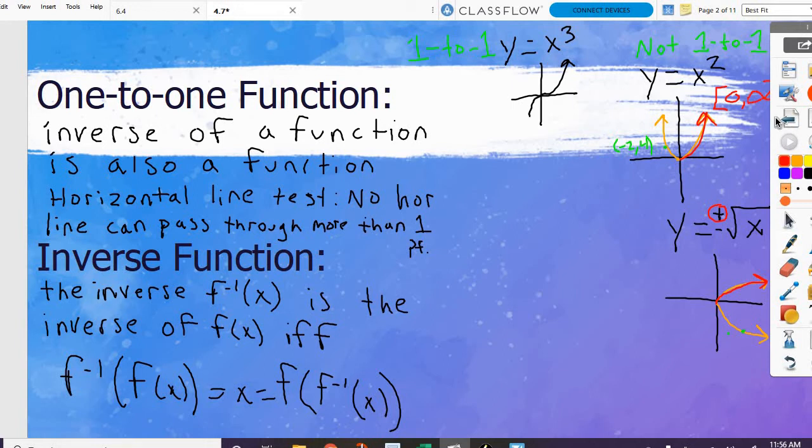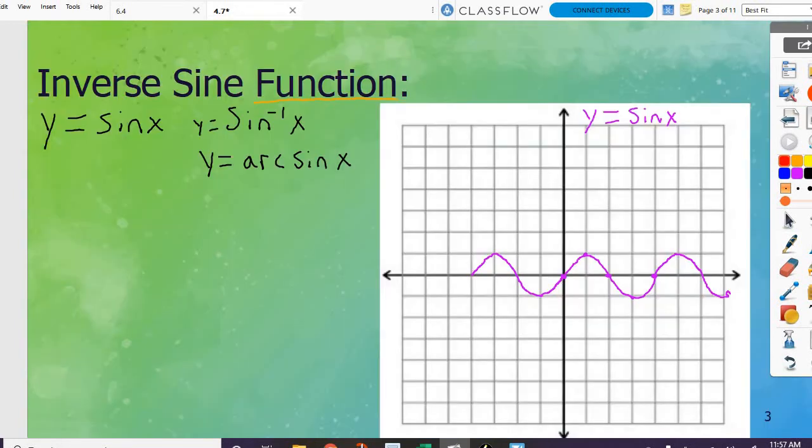Does that make sense? So basically we said, okay, I'm going to chop off half my graph, because now if I do that, I will be 1 to 1. And that allows us to manipulate things a little bit easier because now our inverse would also be a function. Agreed? So we want to do a similar thing for our inverse sine function. We want to chop off a piece of our graph so that it will pass our horizontal line test, which would mean that our inverse will also be a function. Agreed?